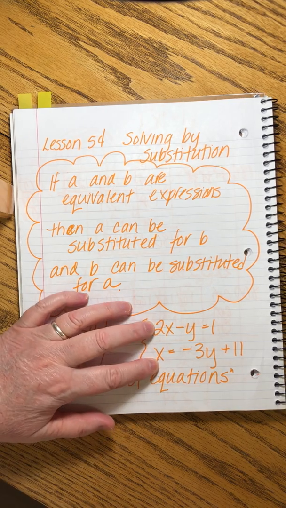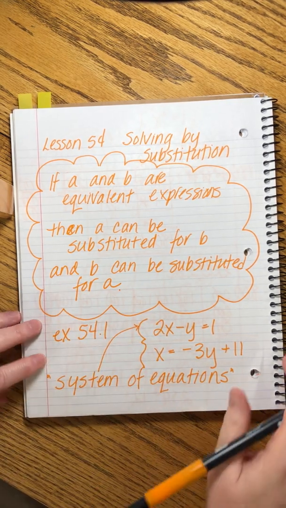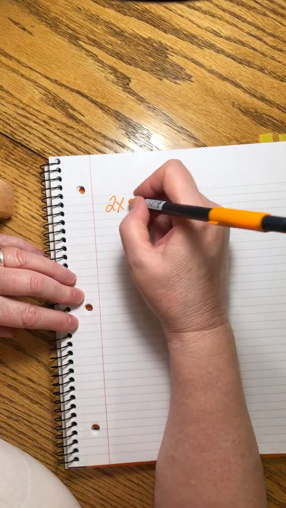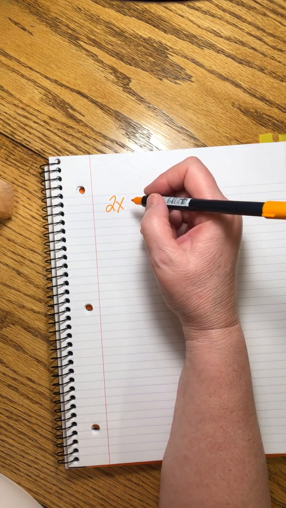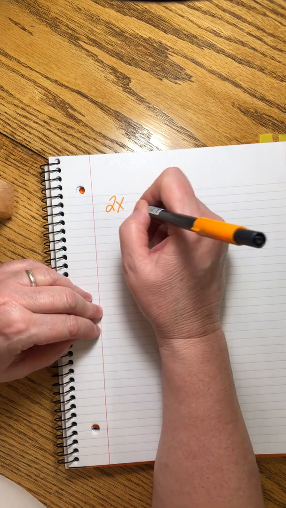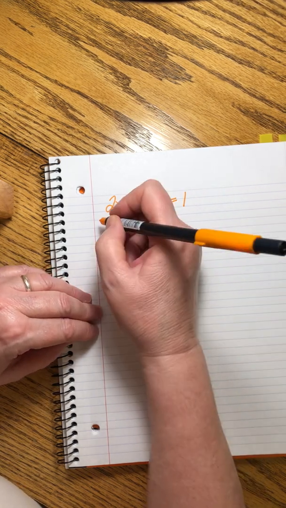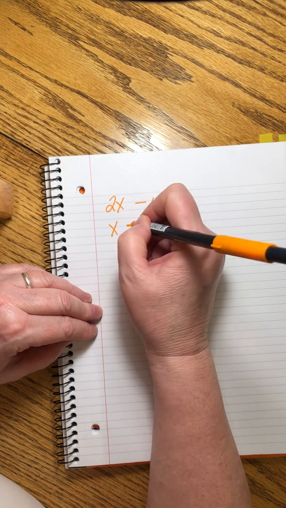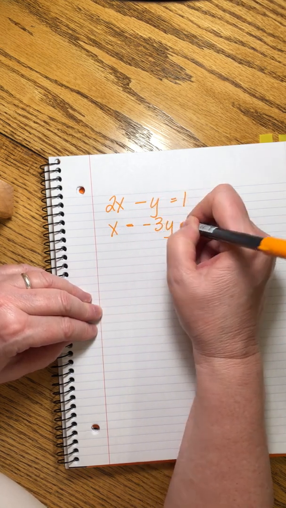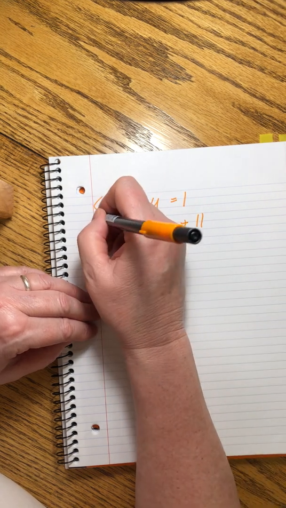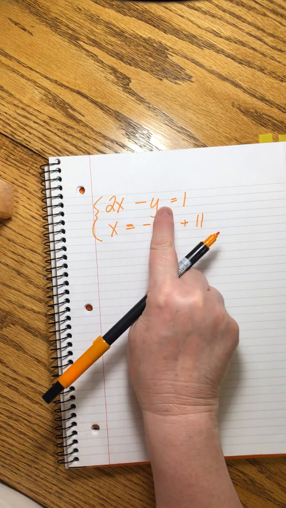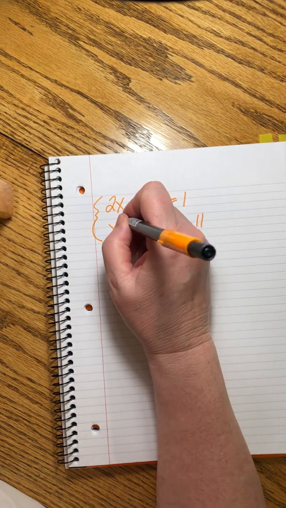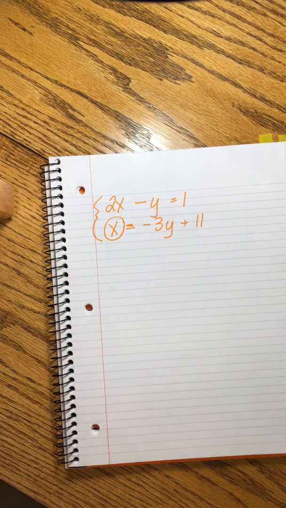What I'm going to do is recopy these equations to the top of the next page. You can keep going if you're there, and I want to show you something really cool about them. Let's see, it's 2x minus y equals 1, and then x equals minus 3y plus 11. Okay, that's our system of equations. Now, let's look at something that's really cool. This one has an x and a y in it. This one has an x and a y in it, but notice that the x is all by itself.